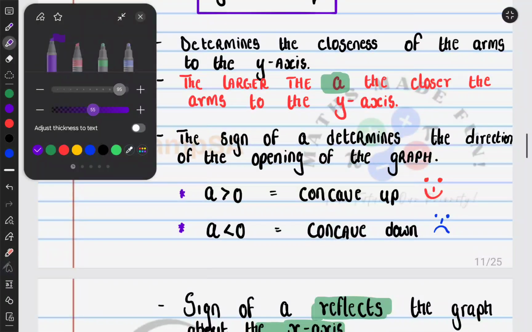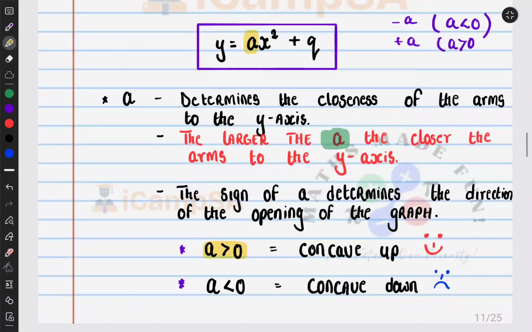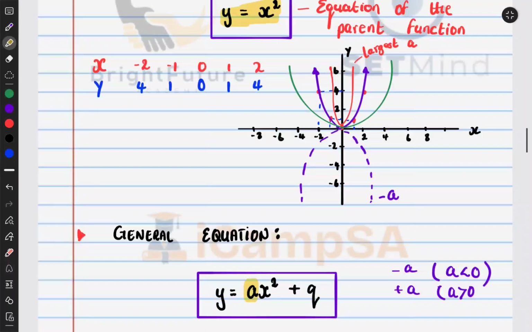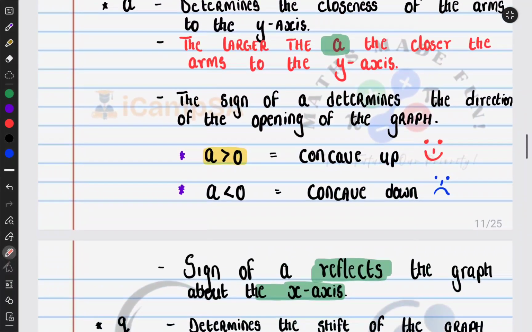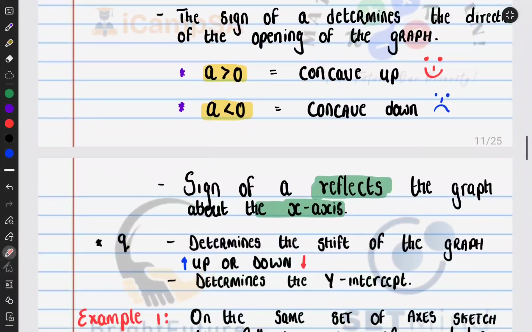As you can see in these two statements that I've made, a greater than 0, a positive a, will be concave up, meaning our graph will be facing up, just like these three functions that I've drawn here. And if a is less than 0, a negative a, the graph will be concave down. The graph will be facing down, just like the one that I've drawn here.